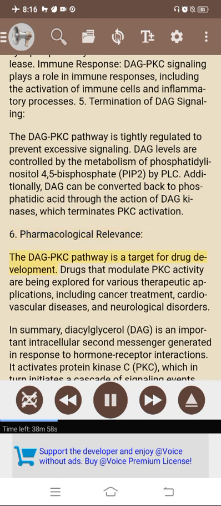6. Pharmacological relevance. The DAG-PKC pathway is a target for drug development. Drugs that modulate PKC activity are being explored for various therapeutic applications, including cancer treatment, cardiovascular diseases, and neurological disorders.